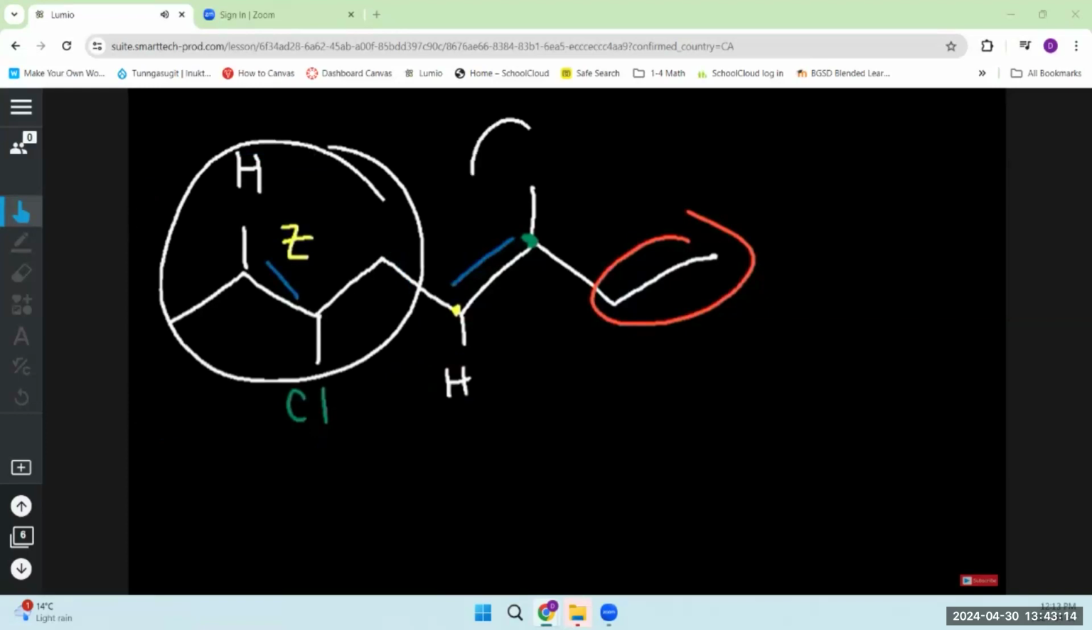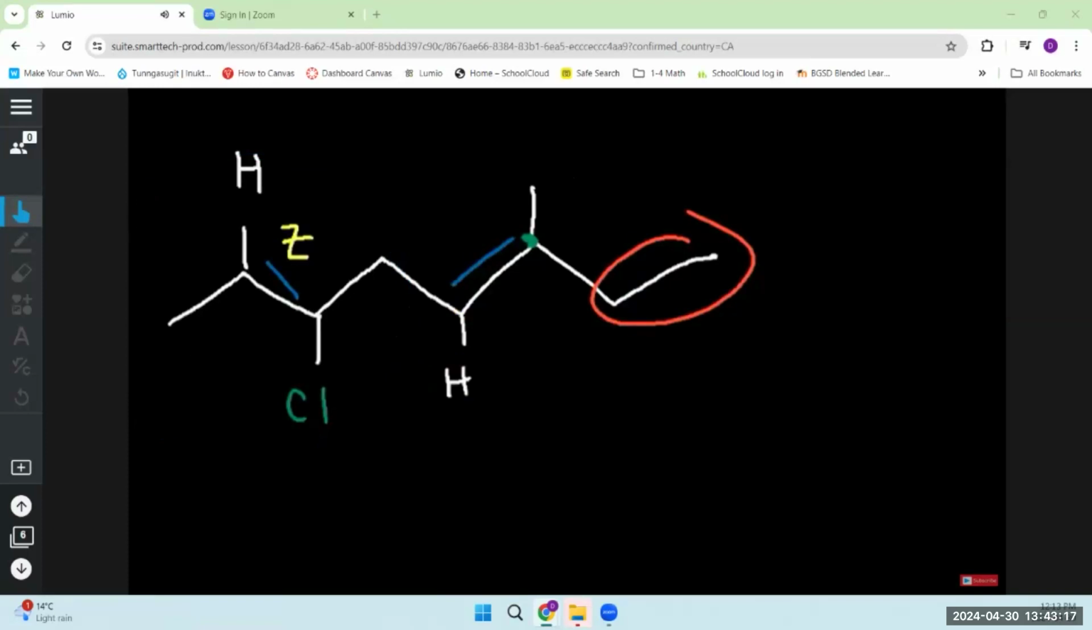For it to be the Z, these two would have to have the highest priority, or these two, because those would be on the same side. But these two groups are on opposite sides, so we have the E isomer. Now let's put it together.